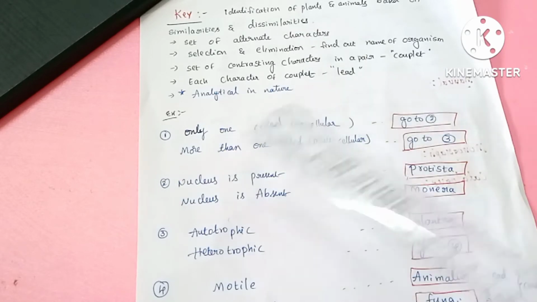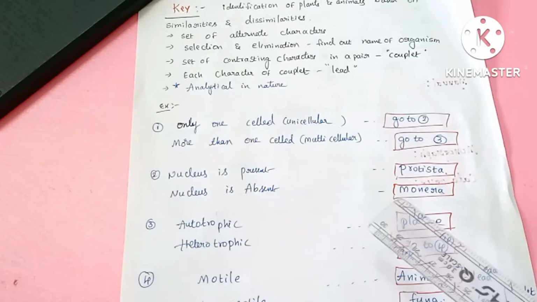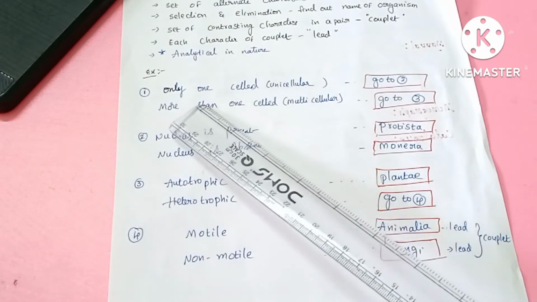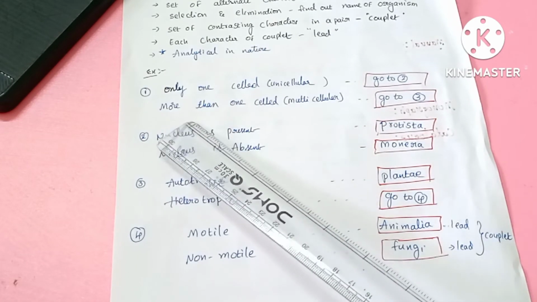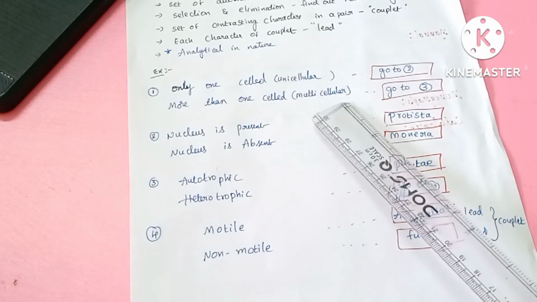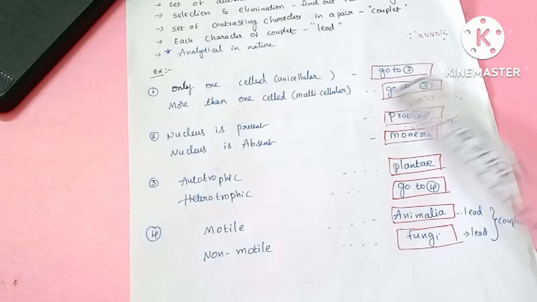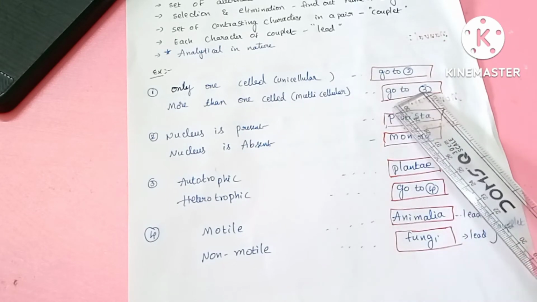For studying this key, we'll take one example. We want to identify one organism, and we don't know what it is. So here we are provided with 4 couplets. The first couplet is: only one cell, that means unicellular, and another statement in that couplet is more than one cell, that is multicellular. If the organism is one cell, we go to 2, and if it is multicellular, we choose option 3.